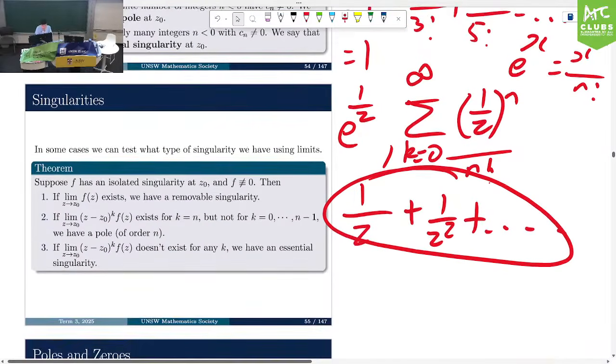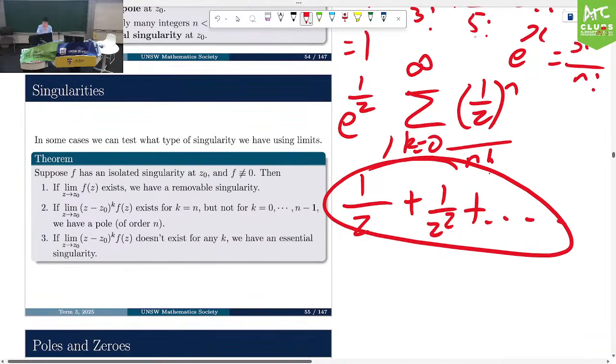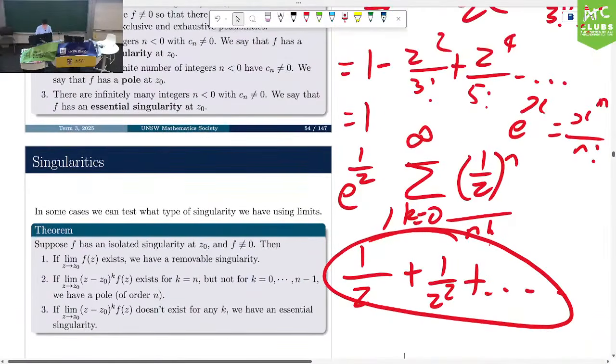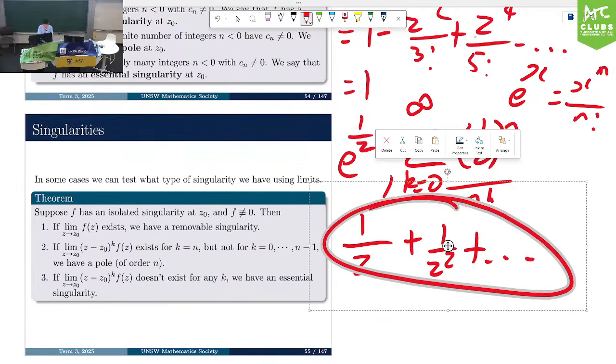Okay, so now we can figure out a way to determine each of these singularities. For the first one, if the limit as z approaches z_0 of f(z) exists, we have a removable singularity.